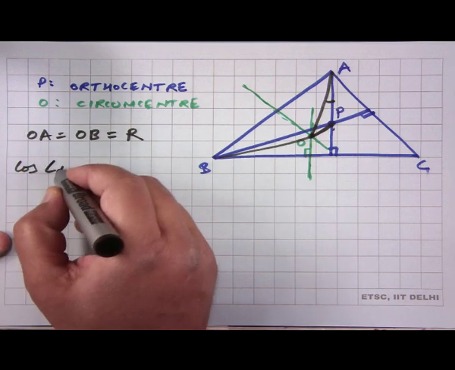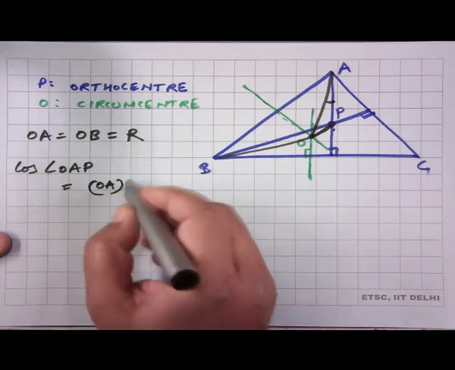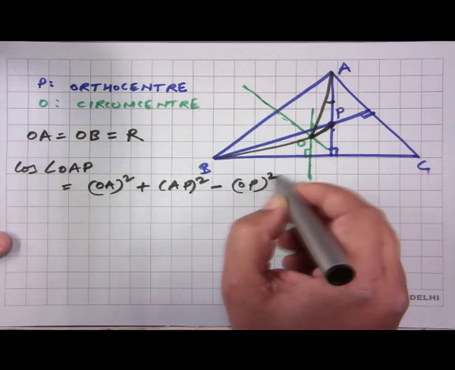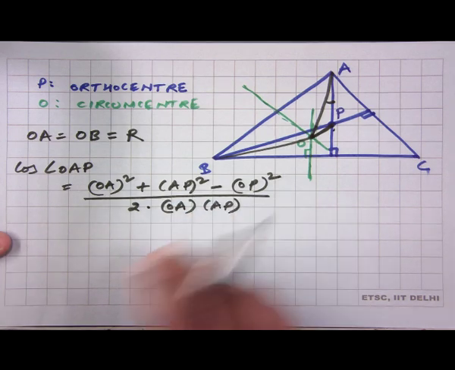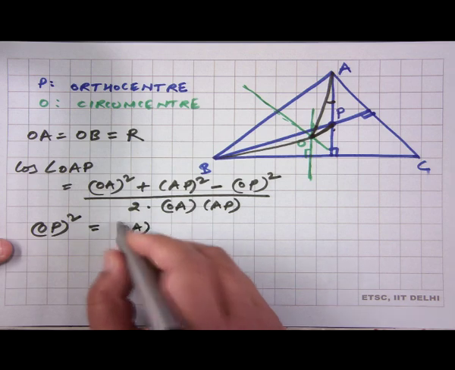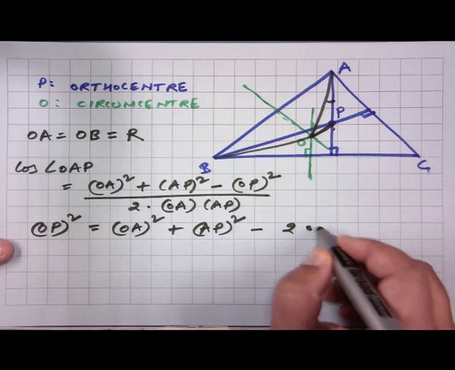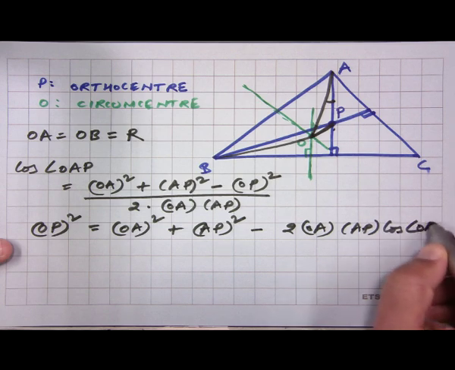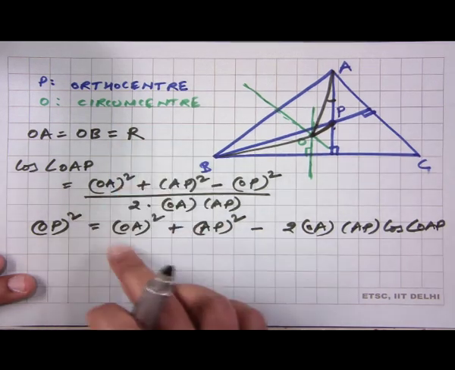we have cos of angle OAP equals OA square plus AP square minus OP square upon 2 times OA times AP. So, from here we can derive an expression of OP square as OP square is equal to OA square plus AP square minus 2 times OA times AP times cos of angle OAP. We already know that OA is R.